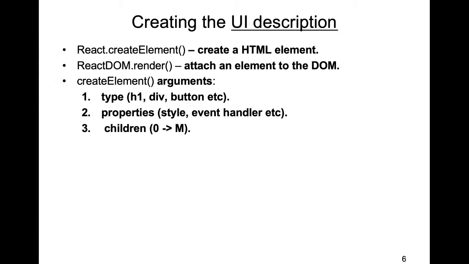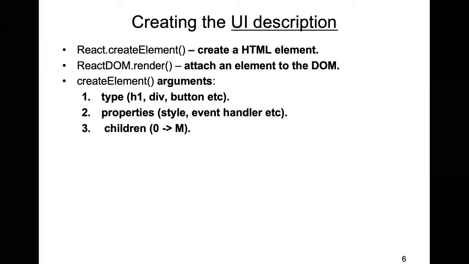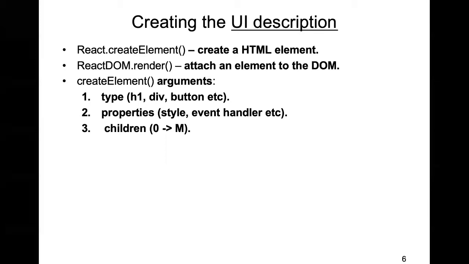The createElement method takes a number of arguments. Number one, you've got to tell it what type of element you want to create, a div, a H1, a paragraph, etc., etc. Number two, what properties you want to associate with that element. Now, in particular, that might mean what CSS you want to associate with the element. Could also mean attaching an event handler. And number three, then critically, what children does it have? Like we know when we write HTML, we have elements nested inside other elements. And you need to be able to express that nesting using the createElement method of React.